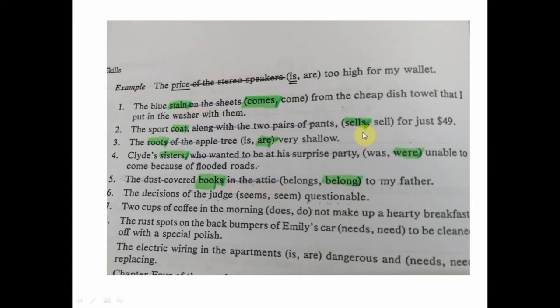The roots of the apple tree. Again, cross out the of the apple tree. Cross it out because it's a prepositional phrase.